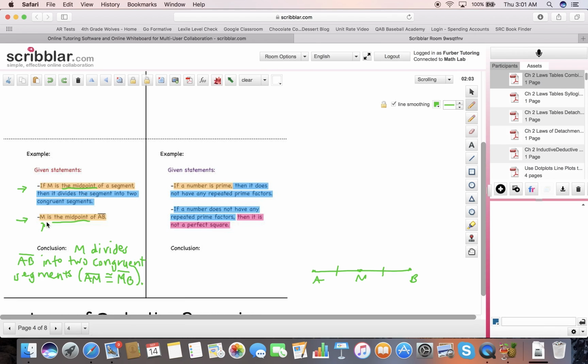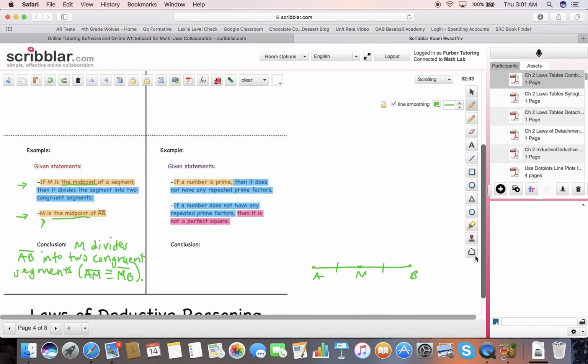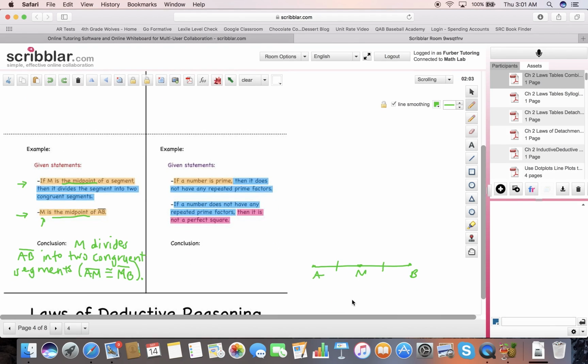So you'll notice that the hypothesis matches the other hypothesis. That's what this means. If we have a conditional that's true, and then we have another statement that matches the hypothesis, that's why they're both P, then the same conclusion that's in the conditional would be the conclusion for that hypothesis. Hopefully that makes sense to you. Okay, so that's the law of detachment. In the next video, we're going to look at some more examples of the law of detachment.